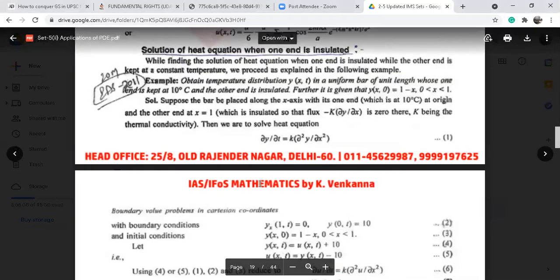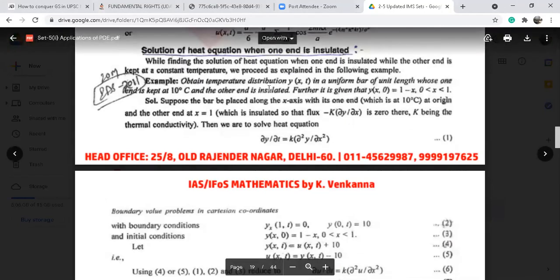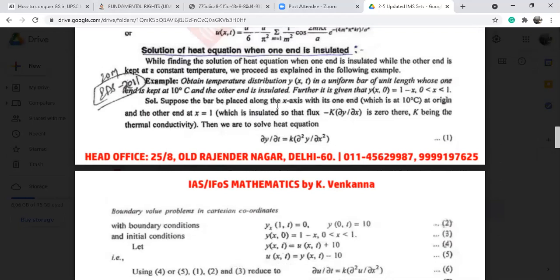Okay. Now, if you see the example, it came in 2011 for 20 marks. The question says, obtain temperature distribution in a uniform bar of unit length, whose one end is kept at 10 degrees and the other end is insulated. So what did I tell you? If anything is insulated, then at that point del U by del X should be 0.